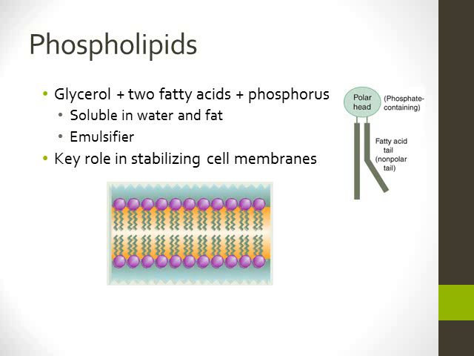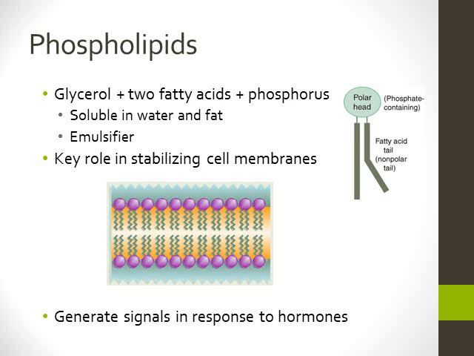So you might have heard of a phospholipid bilayer, and this is where phospholipids come in because they play a key role in stabilizing our cell membrane. Because they have that phosphorus side, one side really is water-loving, so hydrophilic, and then we have our hydrophobic side that's water-fearing. So this helps to stabilize our cell membrane. Phospholipids may also generate signals in response to hormones. So one example might be insulin.